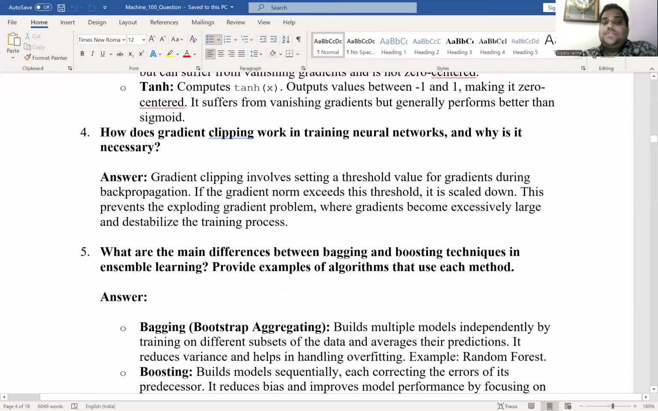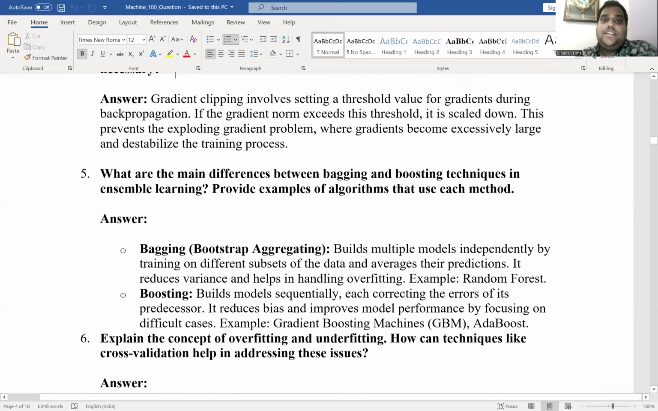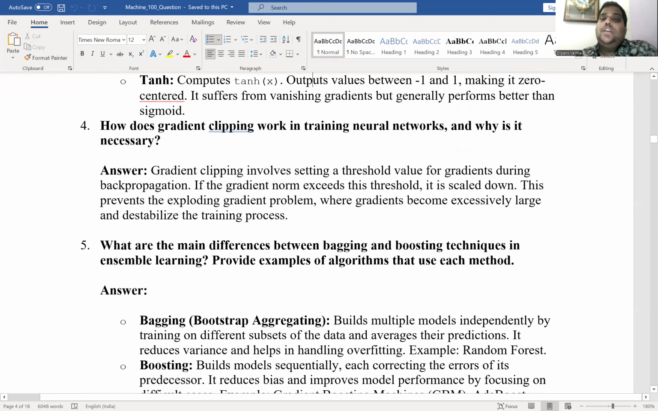Gradient clipping involves setting a threshold value for the gradient during backpropagation. If the gradient norm exceeds this threshold, it is scaled down. This prevents the exploding gradient problem, where gradients become extremely large and disrupt the training process. Gradient clipping involves setting a threshold value for the gradient during backpropagation; if the gradient norm exceeds this threshold, it is scaled down. This prevents the exploding gradient problem.